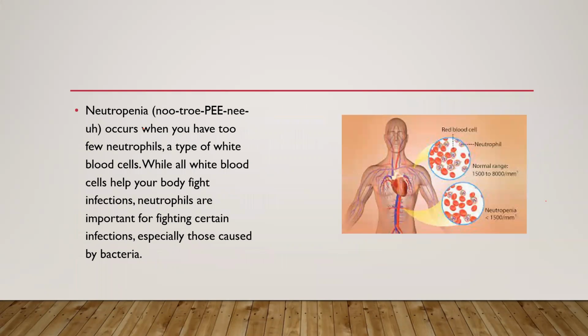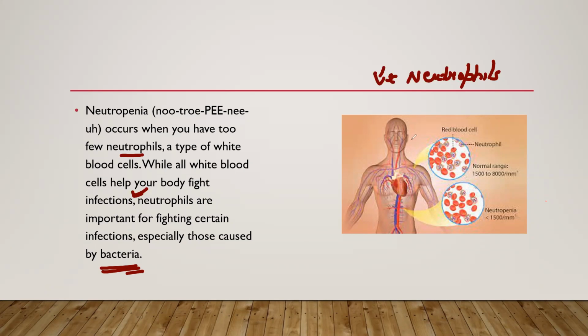So what is neutropenia here? Neutropenia means decreased neutrophils. Neutropenia occurs when you have too few neutrophils, a type of white blood cell. While all the white blood cells help our body to fight infections, neutrophils are important for fighting certain infections. Basically, neutrophils play an important role in fighting against bacterial infections.